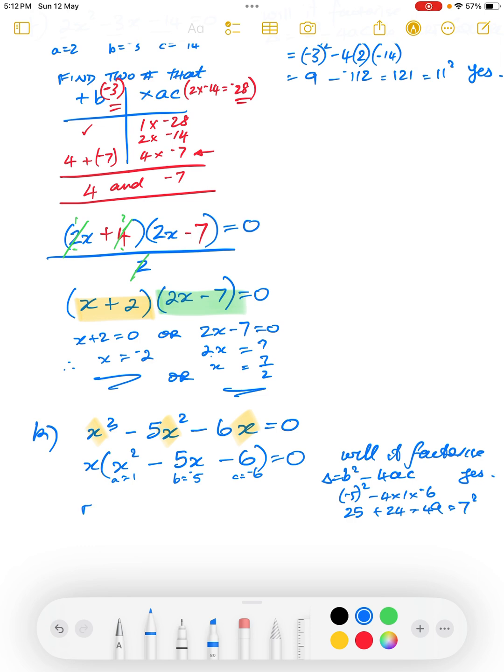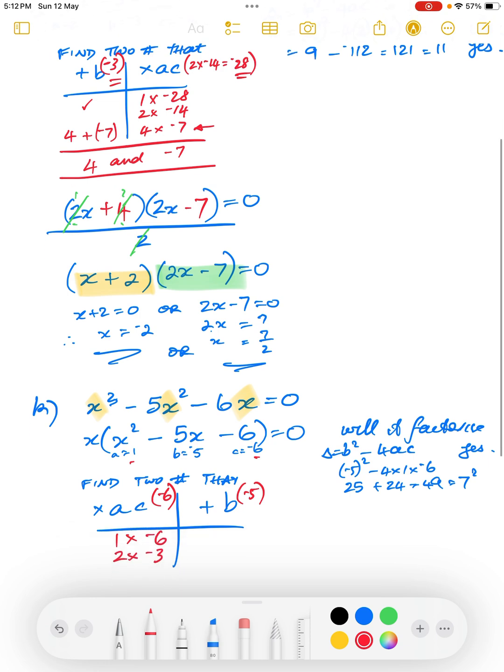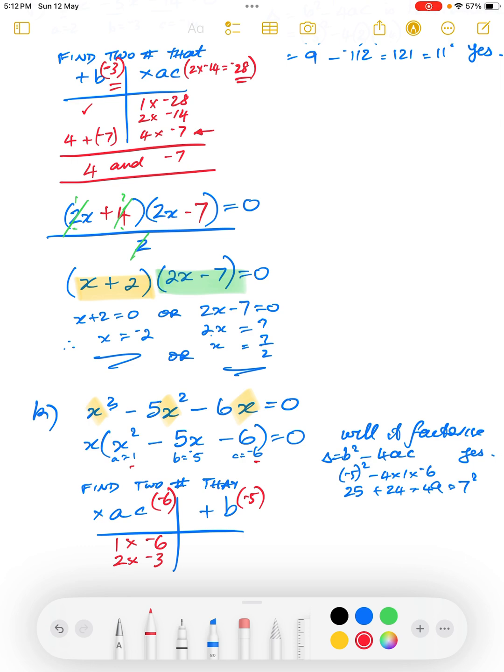So I like to find two numbers that multiply to give AC and add to give B. It doesn't really matter what order. AC is 1 times negative 6, so we want that to equal negative 6. B is negative 5. And so what are the factors of negative 6? 1 times negative 6, 2 times negative 3. We need one to be positive, one to be negative. And the only two that add to give negative 5 is this one: 1 and negative 6. So our two numbers are 1 and negative 6.